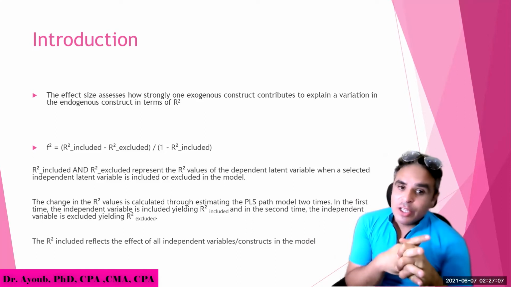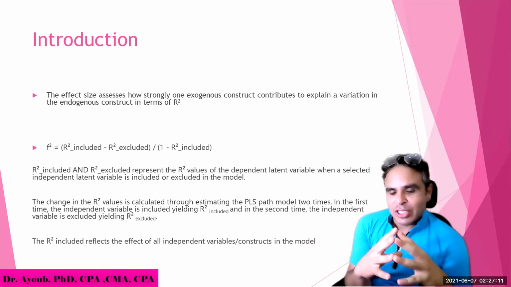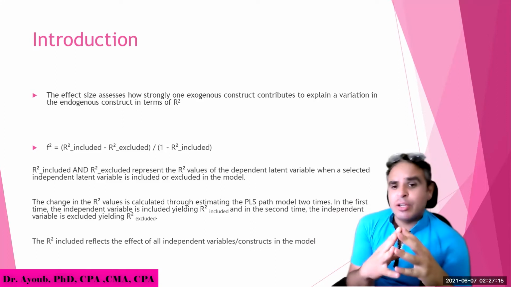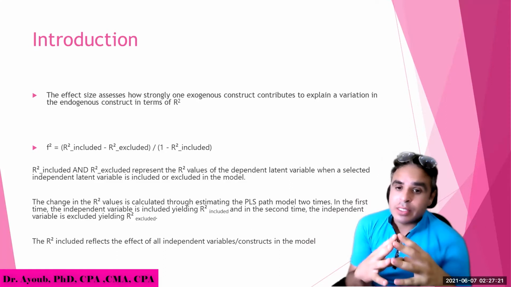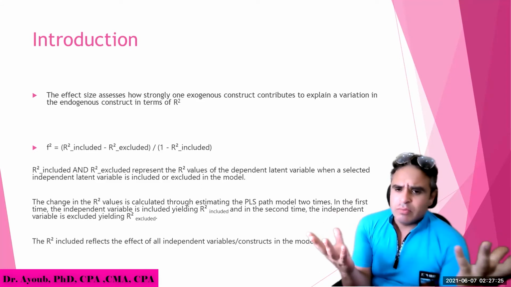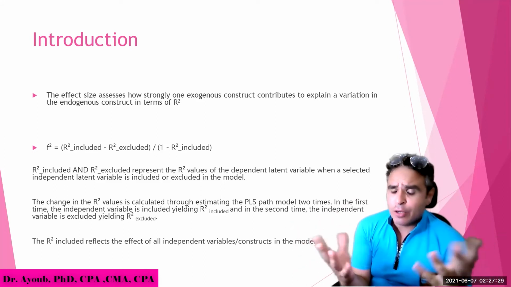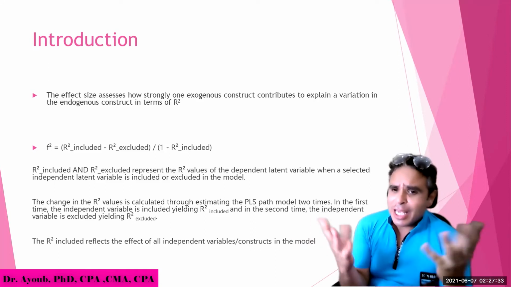R squared included reflects the effect of all independent variables or constructs in the model. Now a student or a researcher following us in this series may ask, okay, I know just one R squared. How can I differentiate between excluded and included? It's actually R squared. It is the included ones.